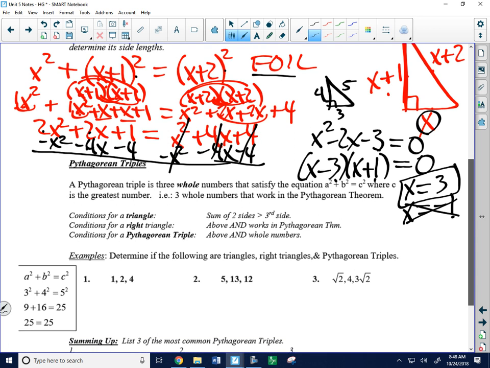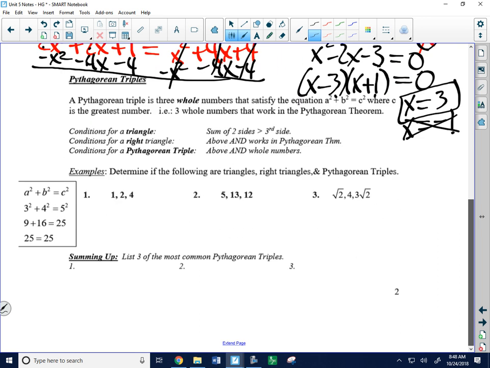Okay, last thing I want to talk about is Pythagorean triple. Has anybody heard of a Pythagorean triple? No, you guys didn't do that. Maybe? Okay, I didn't know, because you've done the Pythagorean theorem before. Your teacher might have just said, hey, that's a Pythagorean triple.